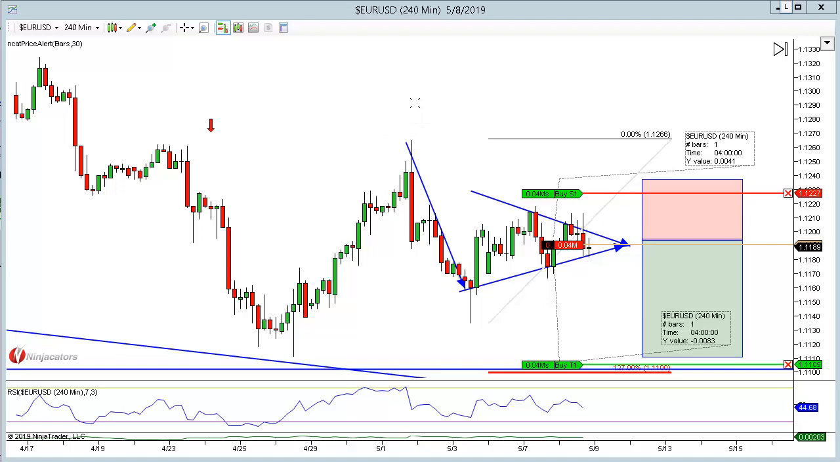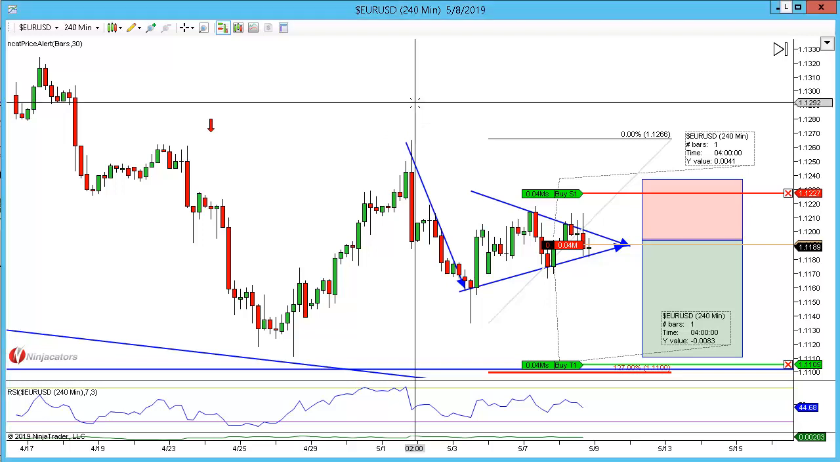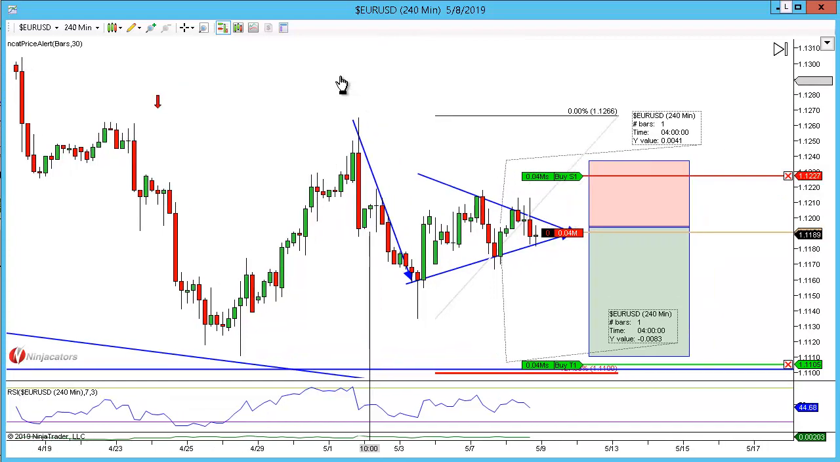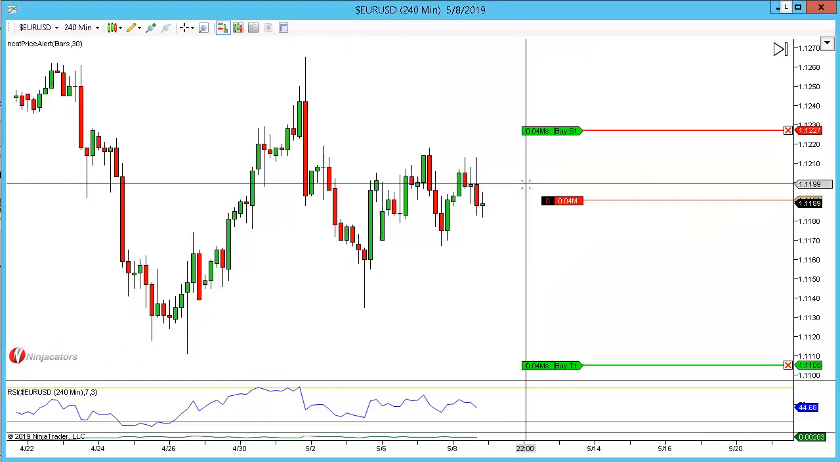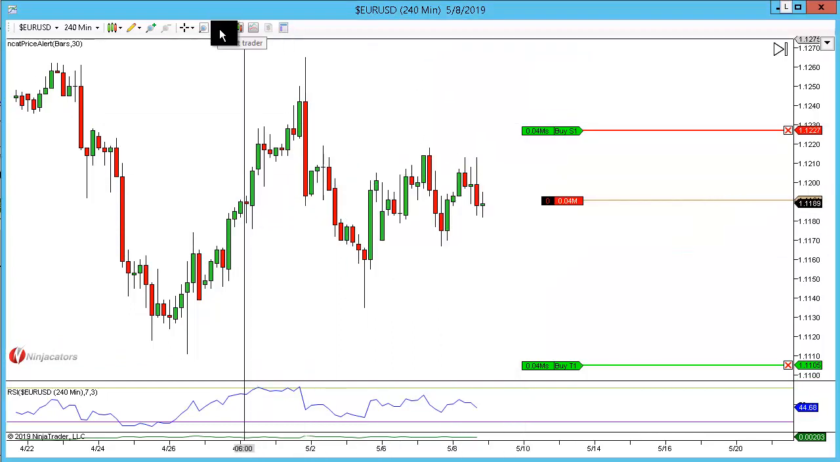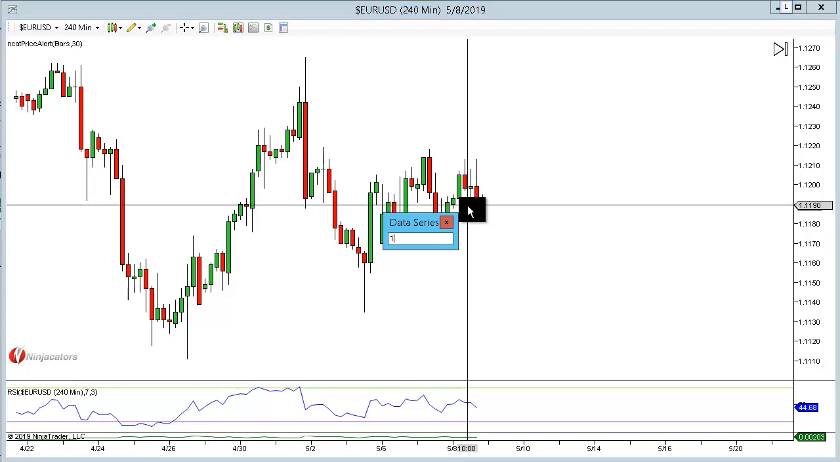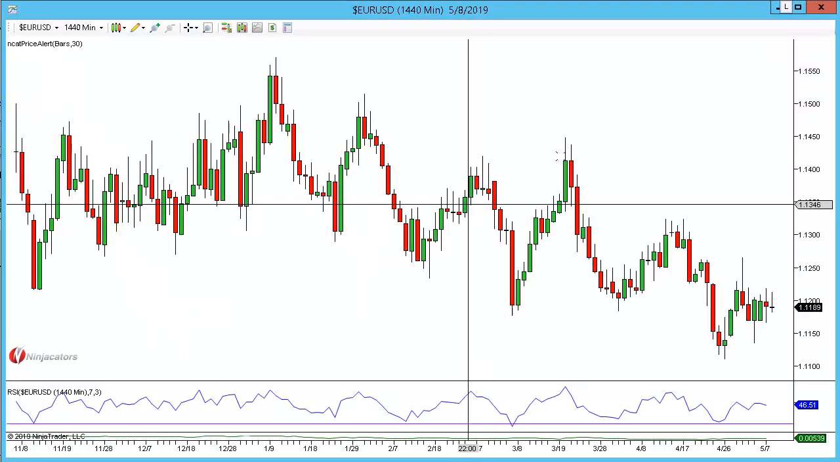This is the euro dollar on the 240 and I am currently short a wedge pattern. We do have additional confirmation. Let me delete this off and we'll run through it, and then I'll position stops and targets correctly. Let's go out to the dailies.